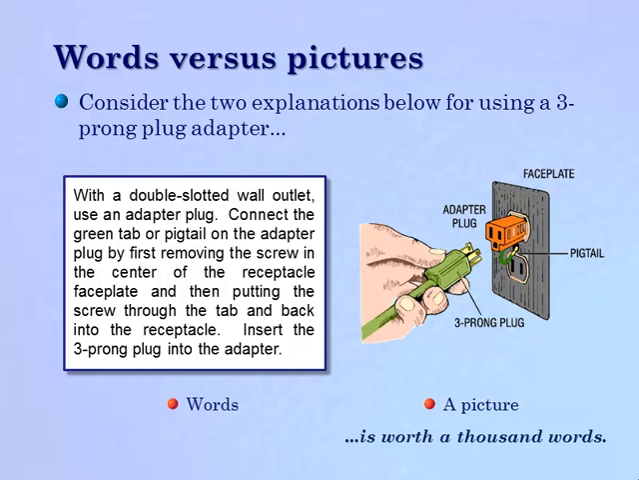Consider the two explanations below for using a 3-prong plug adapter. Clearly, the picture is worth 1,000 words. You'd much rather look at the photograph or the drawing to find out how to use a 3-prong plug instead of reading the directions word for word. So that's what a graph is for. A graph will help you identify trends in the data, such as increasing or decreasing, or reaching a maximum and falling off. And that's where a picture can be worth 1,000 words compared to a table of data.